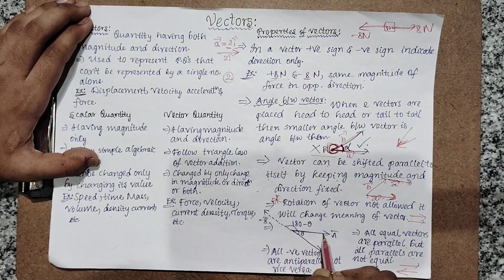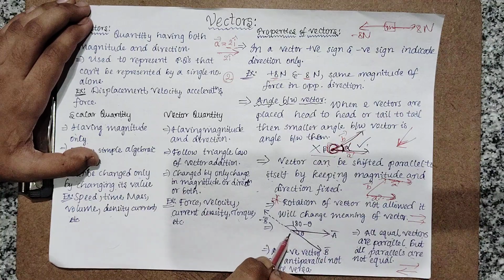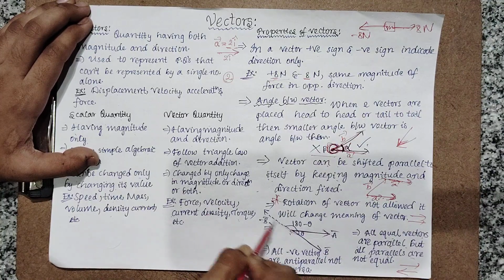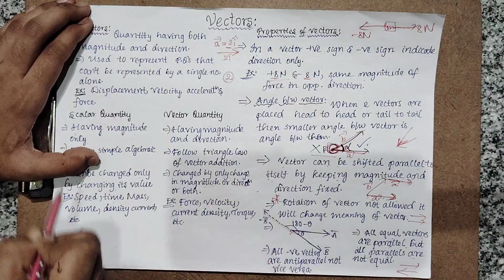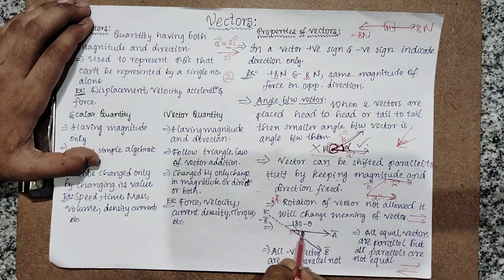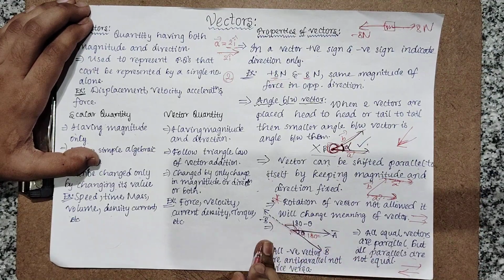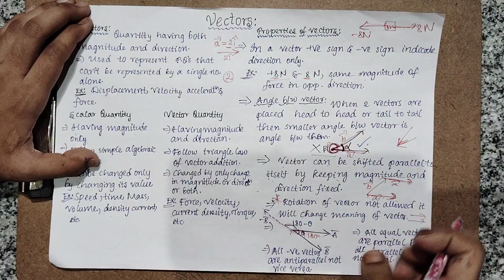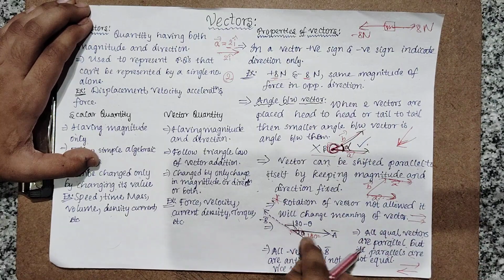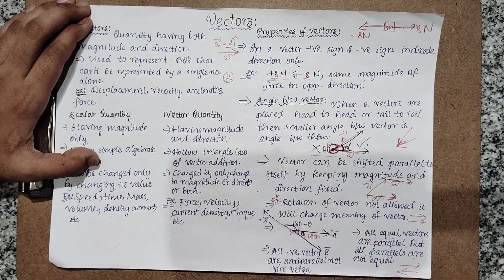Let us see. If this is a bar and this is b bar, then minus b bar will be of the same magnitude but in the opposite direction to that of b bar. If the angle between them is theta, as we know this entire one is 180 degrees, this will become 180 minus theta. If the angle between a bar and b bar is theta, then the angle between a bar and minus b bar vector will be equal to 180 minus theta.